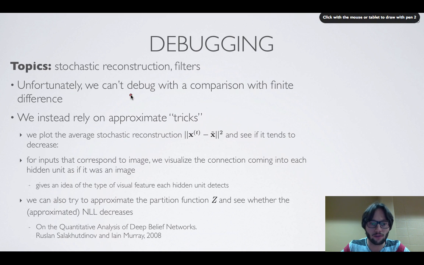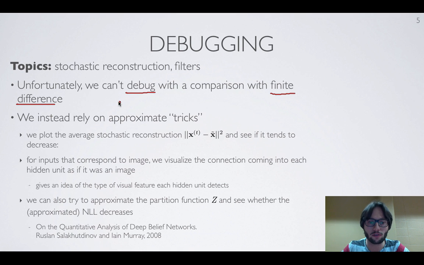Unfortunately, RBMs are not very easy to debug. We can't easily use a finite difference approximation of the gradient to compare with our estimate of the gradient in the learning update, and that's because we have a partition function which is intractable. So I just want to mention a few tricks that people sometimes use to debug their implementation. Sometimes people look at something called the average stochastic reconstruction, which is just the squared norm of the difference between each training example and the result of performing one step of Gibbs sampling starting at x_t.